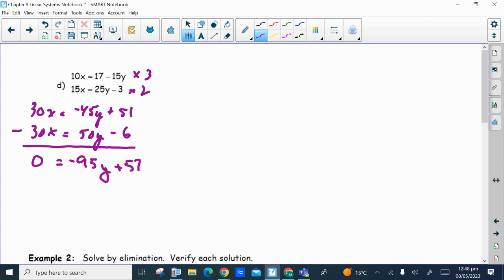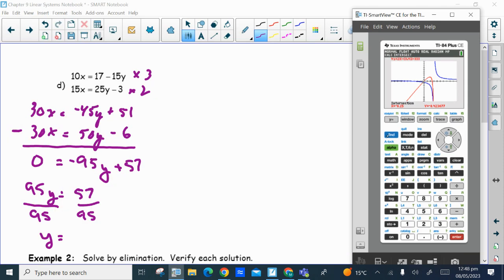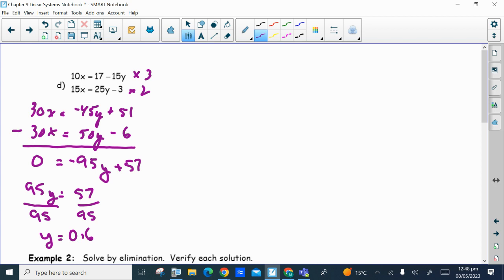So to solve for y, I would add the 95y to both sides. And then we would divide both sides by 95 to get y by itself. So let's use the calculator to help us do this part. 57 divided by 95. That wasn't so bad. It's 0.6. That's what y is.